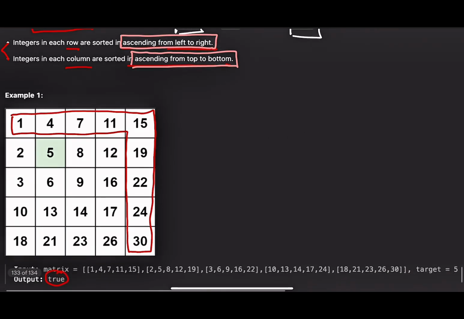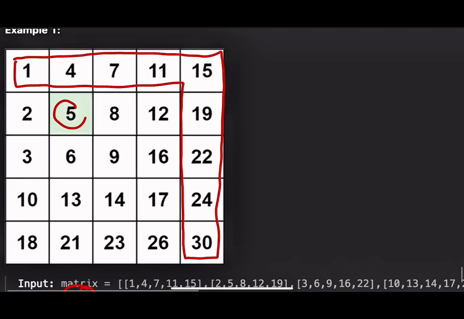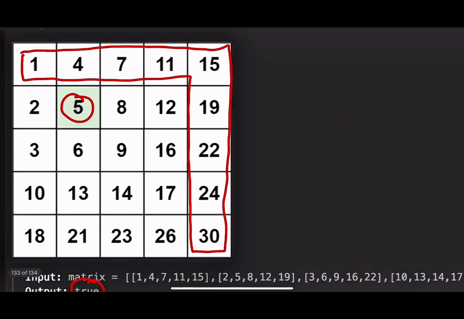Now you see that we have a target value of 5. Let's compare this one. I'm going to do a dry run first, and then I will code later, just to let you know what the algorithm looks like, so that I can explain how I came up with this idea. So basically, the target value is 5.